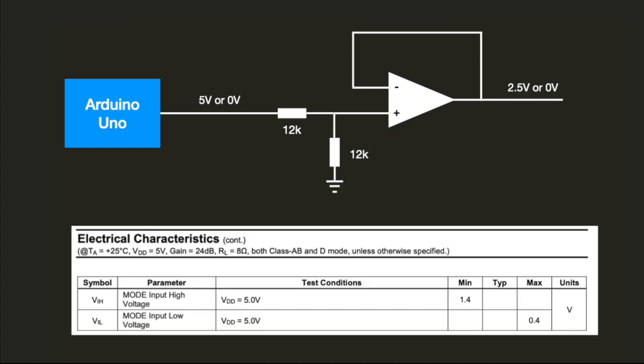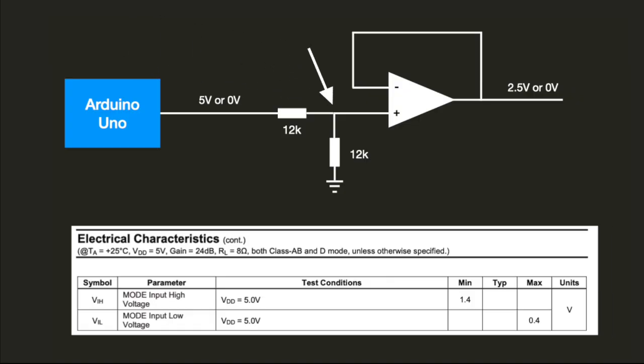To determine the appropriate electrical interface, we'll go to the datasheet of the component. The datasheet tells us when the mode is interpreted as high and low. To be considered a high value, the voltage must exceed 1.4 volts. To be low, it must be less than 0.4 volts. So the point of the Arduino is to provide that digital signal that's input from the user.